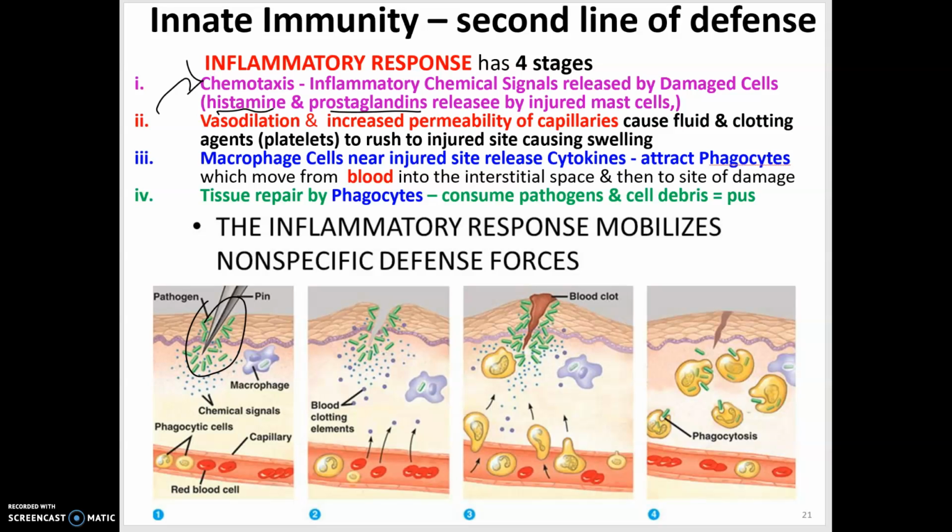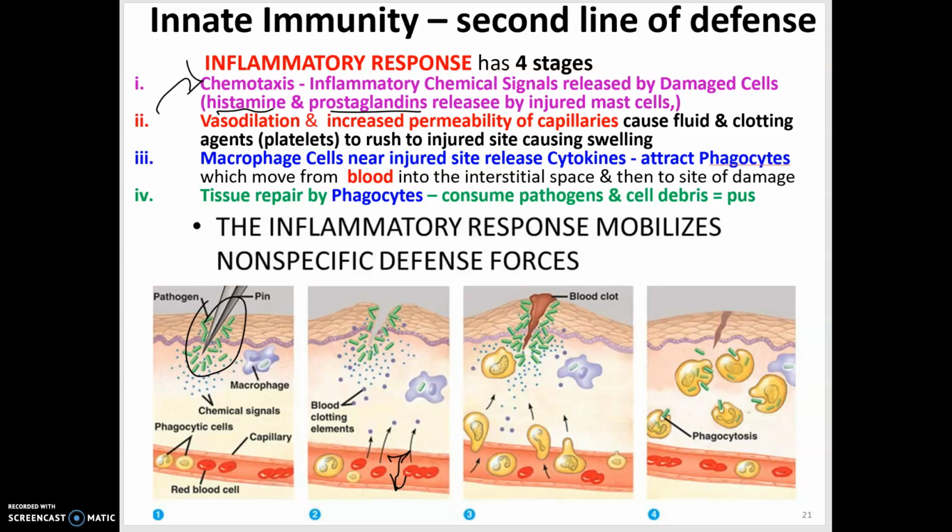The second step that's going to happen as a result of those chemical signals is going to be vasodilation. So vasodilation, you have the blood vessels that are close to the site of injury will get bigger. If you look at the size of the blood vessel in the first picture and then the second one, you'll notice that it's bigger. When those blood vessels vasodilate, they get bigger. That's going to allow extra blood flow to the site of injury.